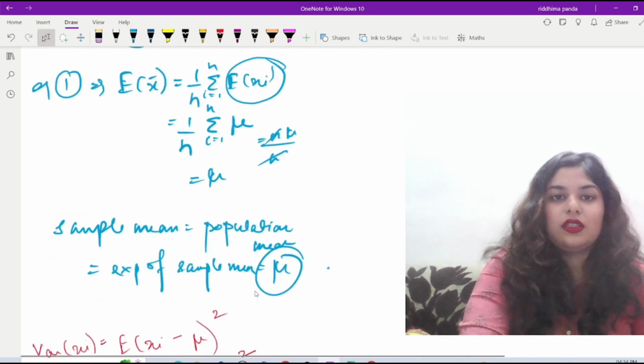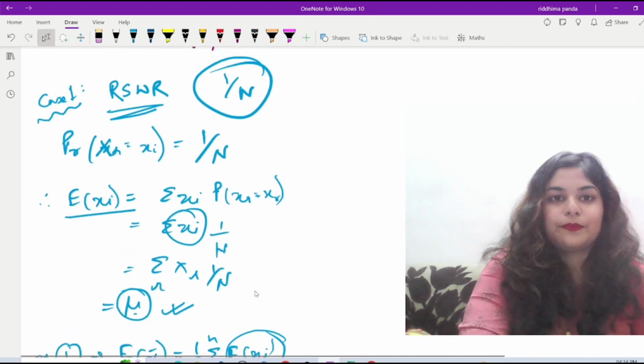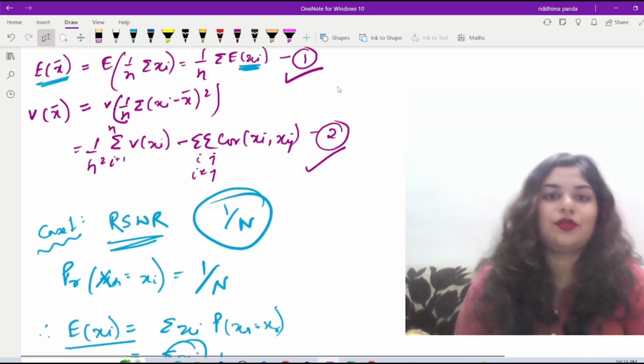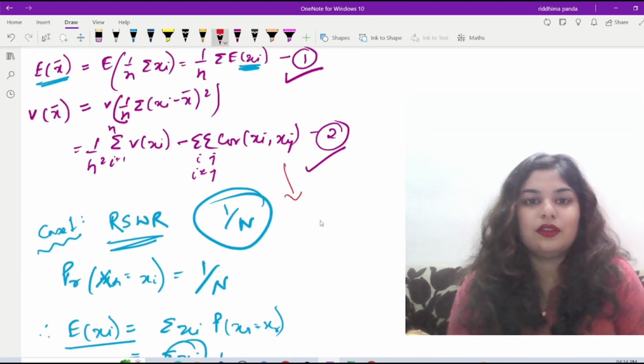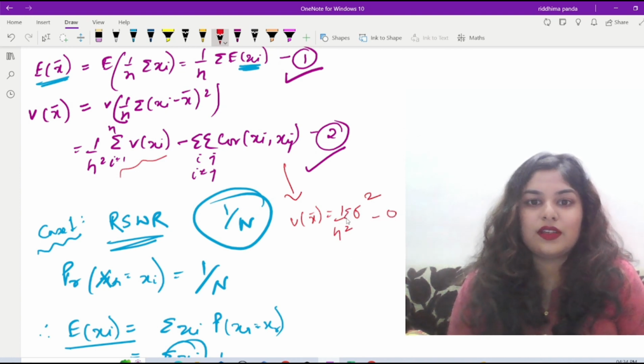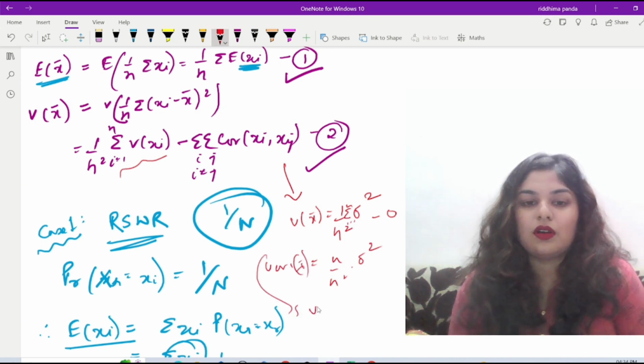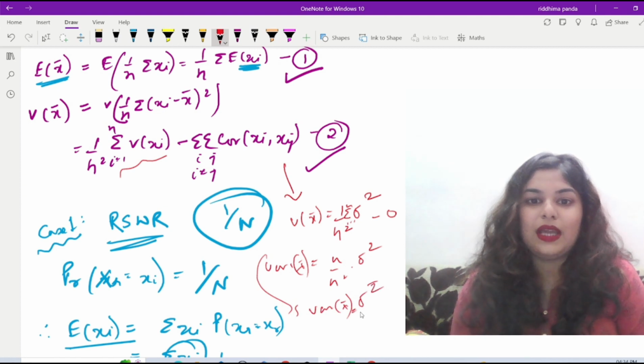So we can put these values in equation 2. If I put the value here, then I will get variance of x bar is equal to 1 by n square, variance of x I have just calculated, sigma square, minus 0. Now there is a summation from i equals 1 to n. So this becomes n by n square into sigma square. That is variance of x bar. So variance of x bar is now sigma square by n.